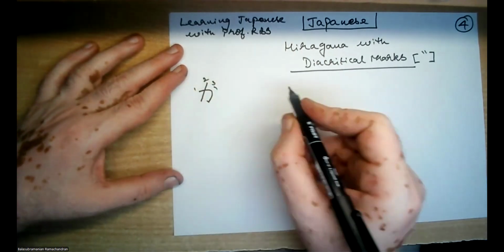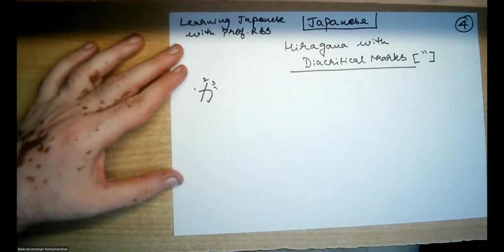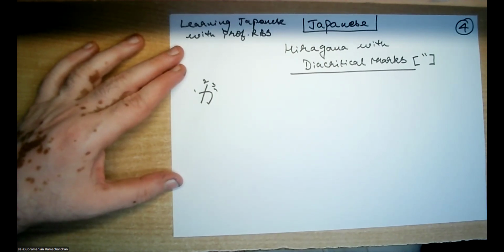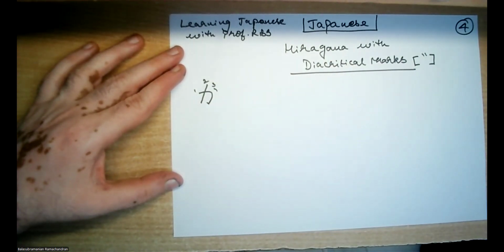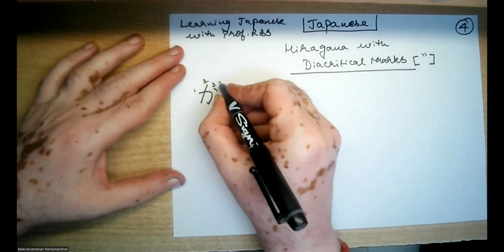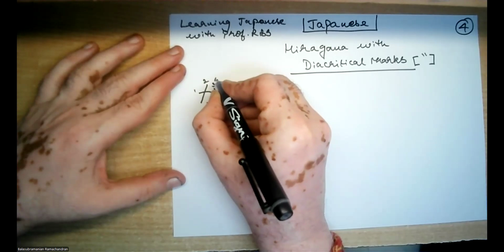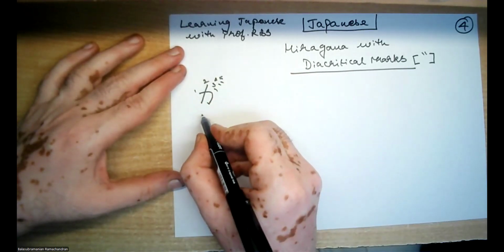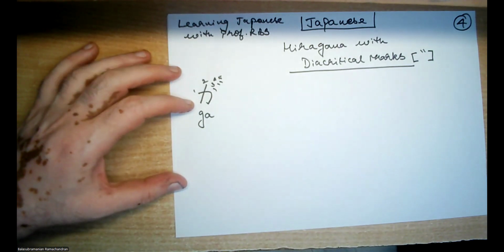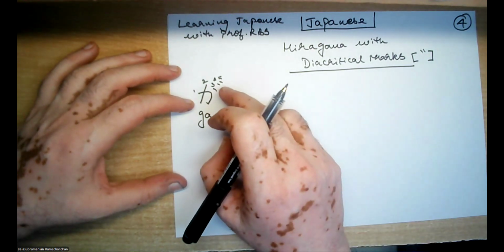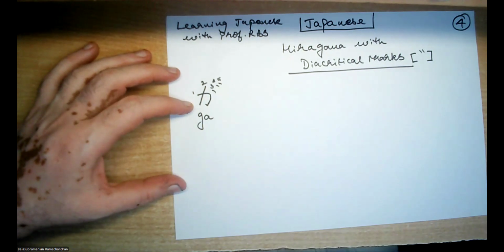Now you want to make it ga. You add these two diacritical marks near ka, and then you will get ga. So let me just add those two diacritical marks to it. So you have stroke 4 and stroke 5. So this is 4 and 5, and you get ga. Okay. So are you clear? You essentially write ka and add two diacritical marks, you will get ga.